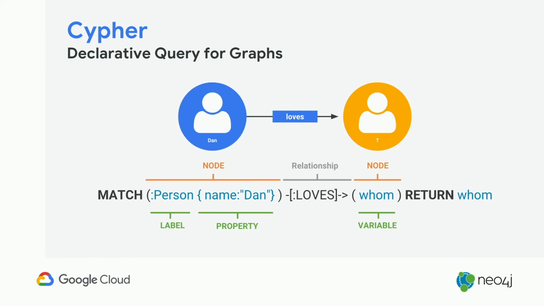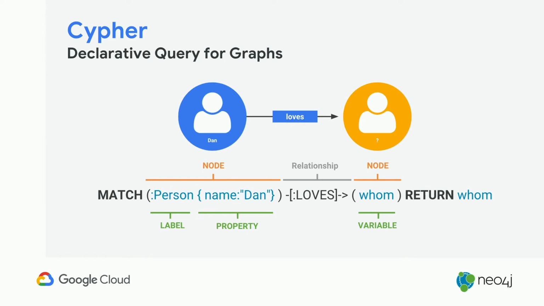So what you do here is you write a pattern that almost looks like ASCII art, right? And then you just say match and return, and you use a couple of other familiar SQL constructs like where and like and limit and skip and so on. So in this particular query, what we're trying to do is match a node that has the label person and that has the property name whose value is Dan, and then we're looking to traverse a loves relationship to some other node that we don't know. We're going to bind that second node to the variable whom and return that whom.